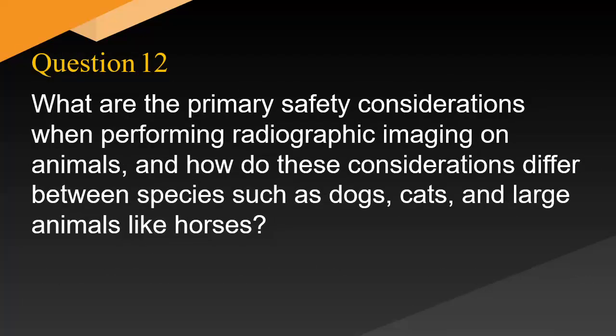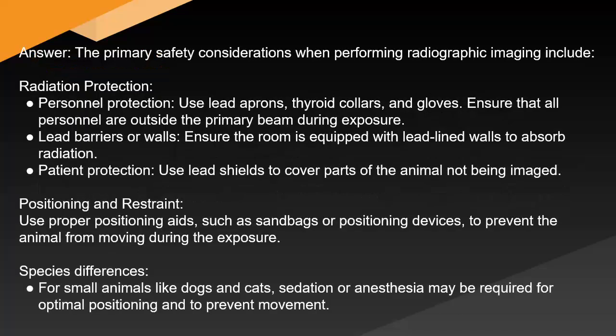What are the primary safety considerations when performing radiographic imaging on animals, and how do these considerations differ between species such as dogs, cats, and large animals like horses? Answer: the primary safety considerations when performing radiographic imaging include radiation protection, personnel protection, use lead aprons, thyroid collars, and gloves. Ensure that all personnel are outside the primary beam during exposure.